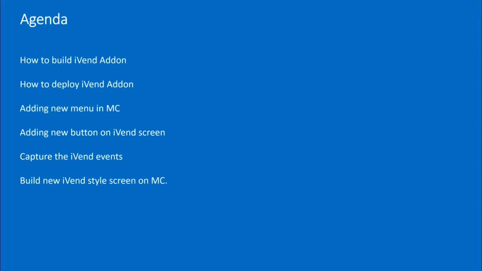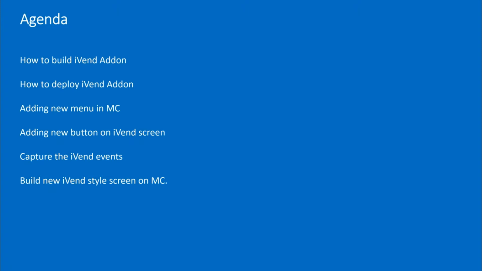The agenda for today: we go through how to build an iVend add-on, very basic, how to start Visual Studio and create the project. After we build some basic methods in the add-on, we deploy it. Then we go through how to add a new menu in the management console. Is it possible to add a new button on the iVend screen, can we capture and trigger iVend events and do some logic there, and is it possible to build a new iVend screen.